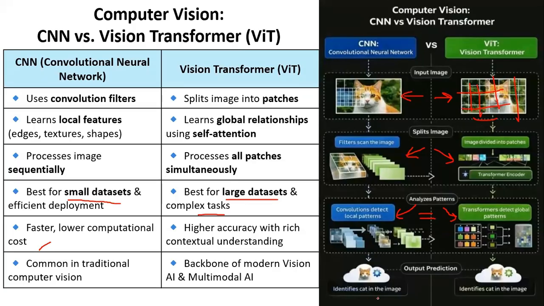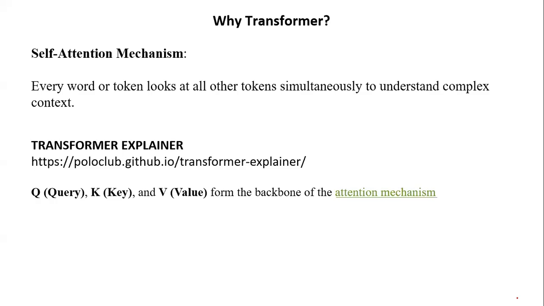In the case of CNN, it identifies the cat in the image. Here also it identifies the cat in the image. But in the case of Vision Transformer, identification of the cat happens all at once, not in parts like eyes first, nose, then ears, then combining as a head, then body, and nothing like that. So it identifies the entire image at once.